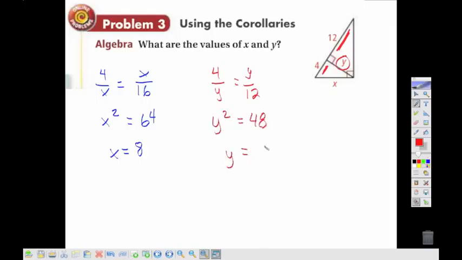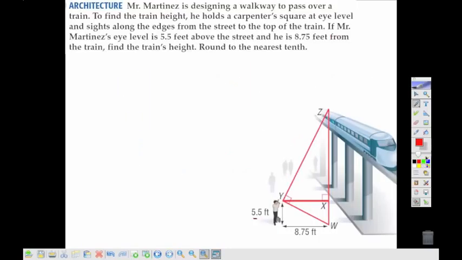So we can take the square root of both sides, giving us the square root of 48. 48 isn't a perfect square, so we can simplify that to 16 times 3. 16 is a perfect square, which you could write as 4 times the square root of 3. If we wanted a decimal value for that, we could put it into our calculator, or we can just leave it like this.